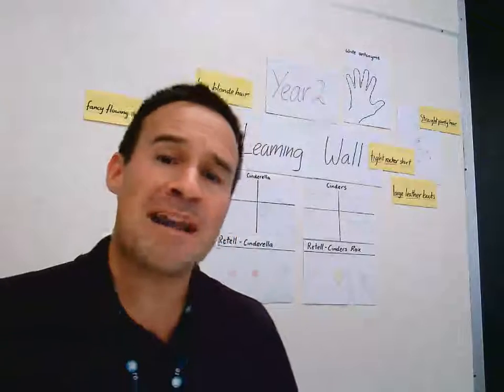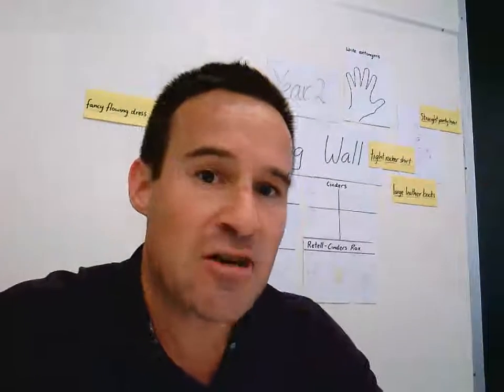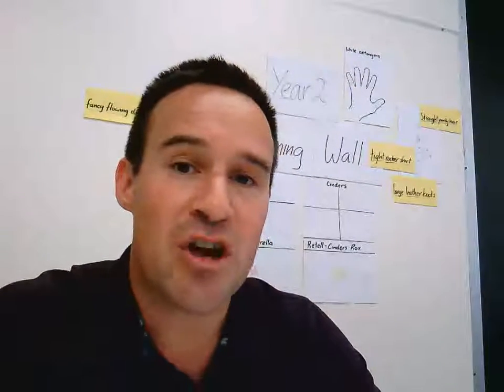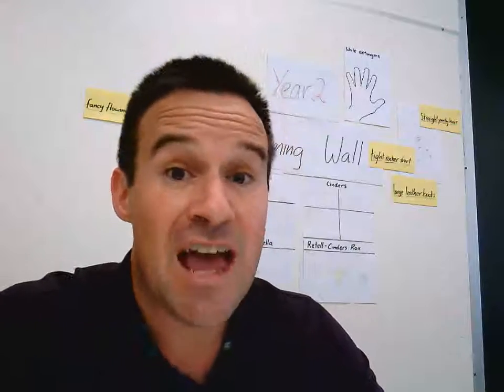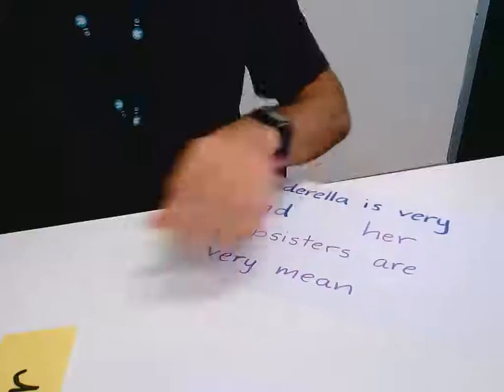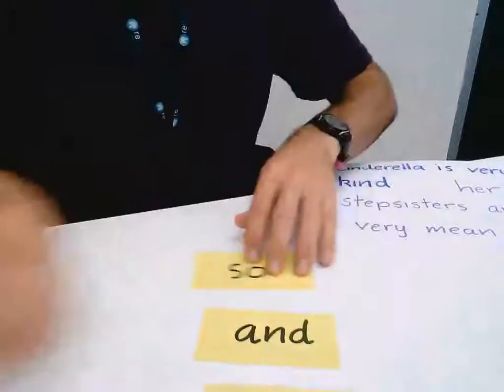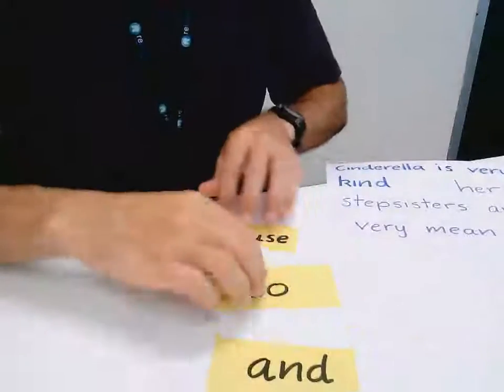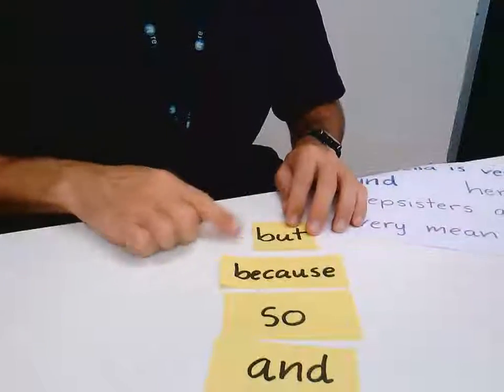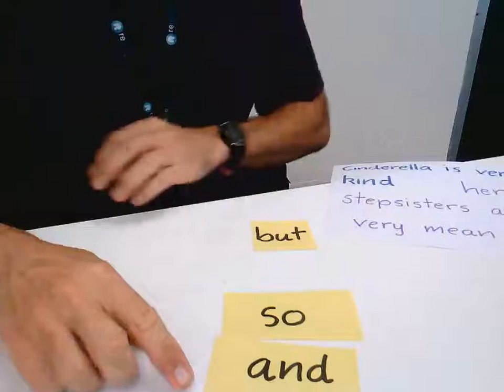With your learning buddy, I'm going to ask them to write down two ideas which you are going to join together with your conjunctions. The first thing you'll need to do is to write out on a piece of paper 5 conjunctions and cut them up into small strips. But, because, so, and, or.